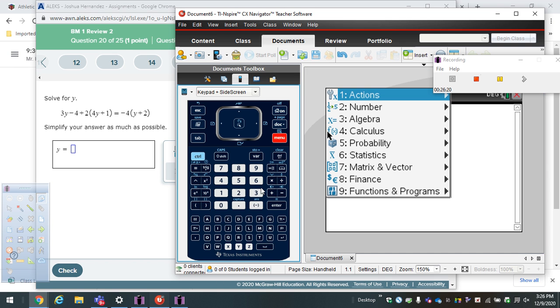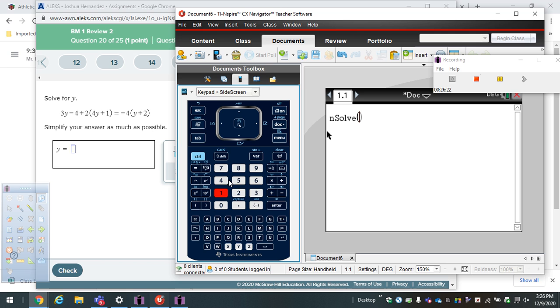Calculator. I'm going to go to menu, 3, 1. Look what I'm putting: 3y minus 4 plus 2, parentheses, 4y plus 1, parentheses, equals negative 4, parentheses, y plus 2. I've got to write it all like that. Between the last things, comma y, not comma x. There it is, negative 0.4. Pretty cool. Thank God for calculators.